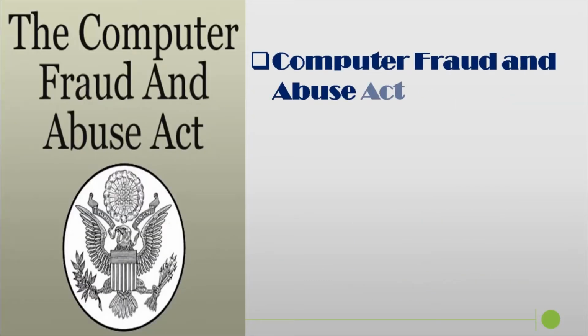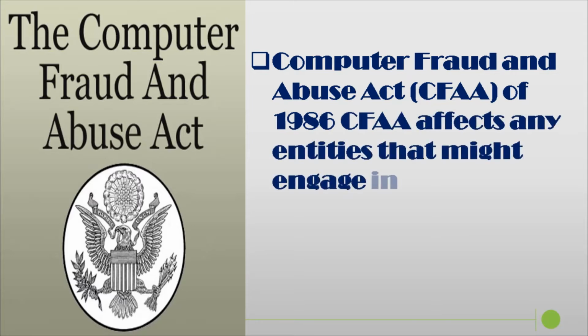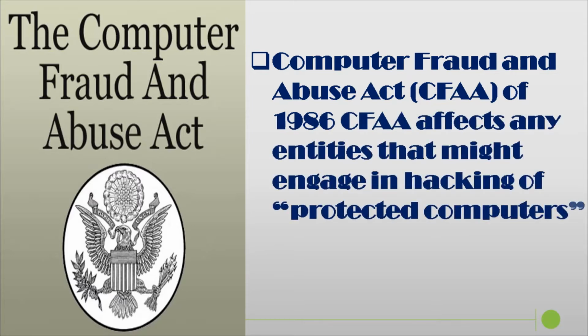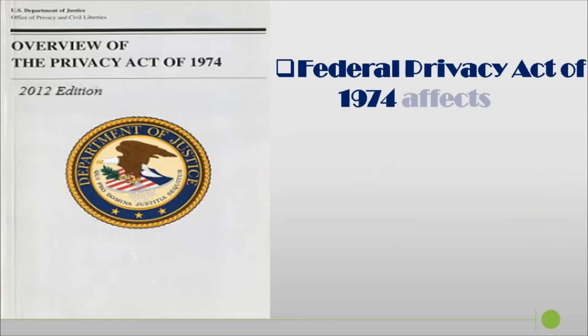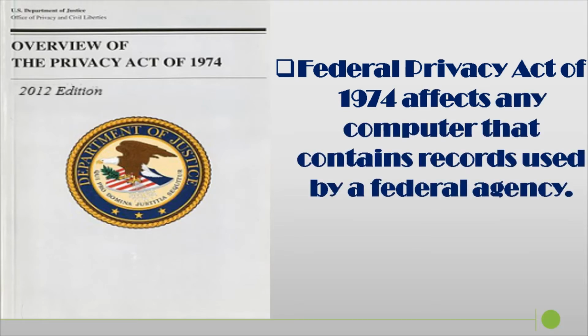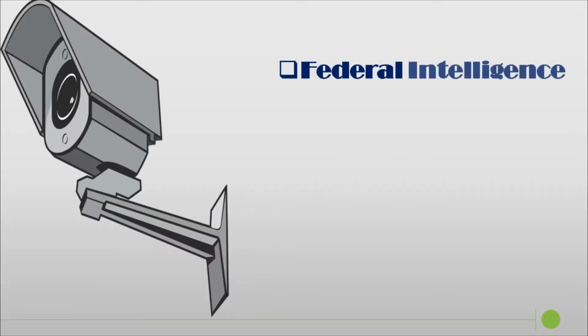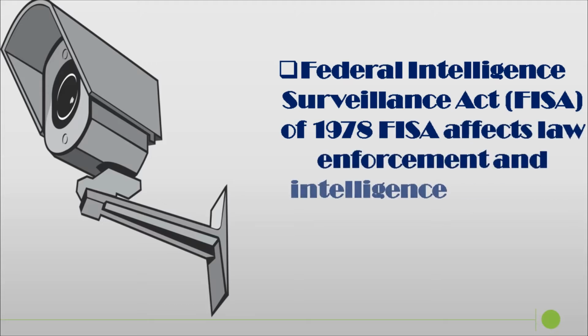Computer Fraud and Abuse Act of 1986, CFAA, affects any initiatives that might engage in hacking of protected computers as defined in the Act. Federal Privacy Act of 1974 affects any computer that contains records used by a federal agency. Foreign Intelligence Surveillance Act of 1978, FISA, affects law enforcement and intelligence agencies.